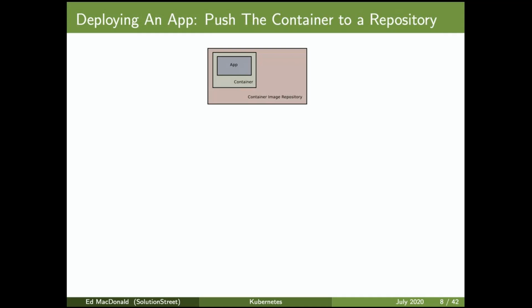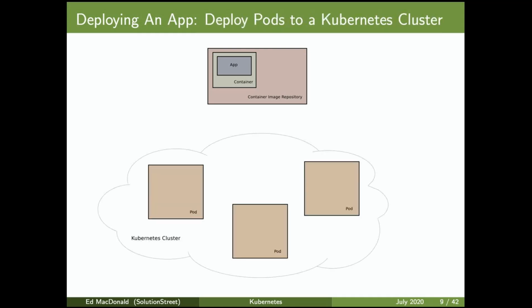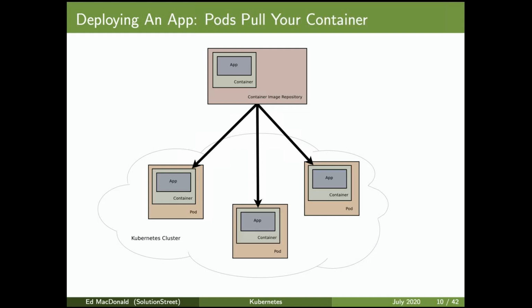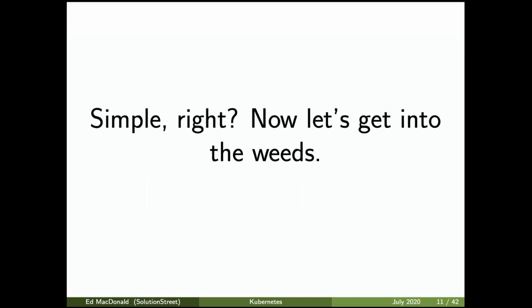Then you publish that container to an image repository that your Kubernetes cluster is able to see. Then, once you have a Kubernetes cluster, you deploy a bunch of pods to it. And we're going to talk in a minute about what pods are. And then each of those pods pulls your application and starts running it. And then Kubernetes takes it from there. It manages the pods, it creates new ones, et cetera, like we mentioned on the previous slides. So that's simple, right? I said it was complicated.